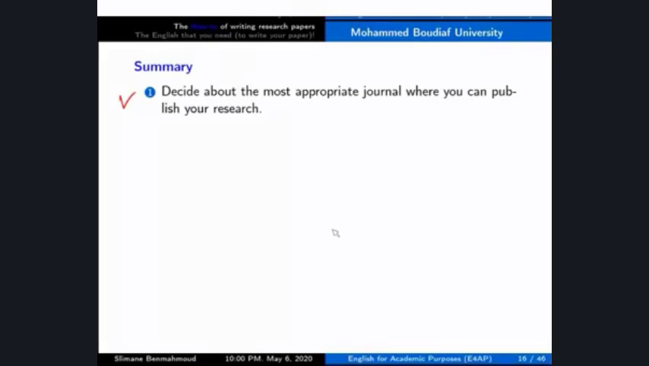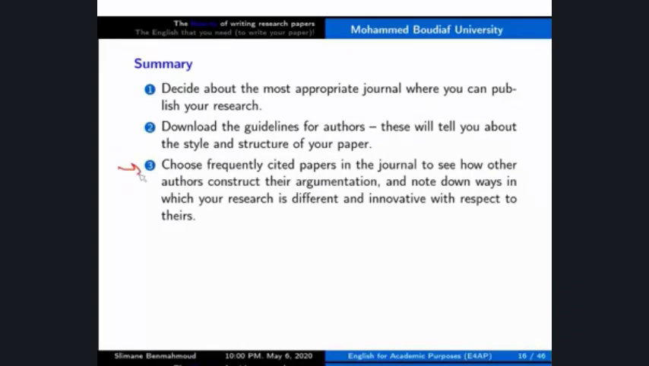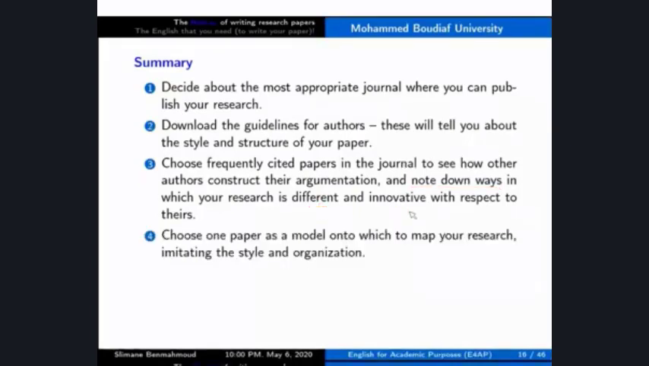The first point, decide about the most appropriate journal where you can publish your research. The second point, download the guidelines for authors, print them, read them, understand them, and follow them. The third point is choose frequently cited papers in the journal to see how other authors construct their argumentations, and note down ways in which your research is different and innovative with respect to theirs. So you will mention this as strong points in your research.